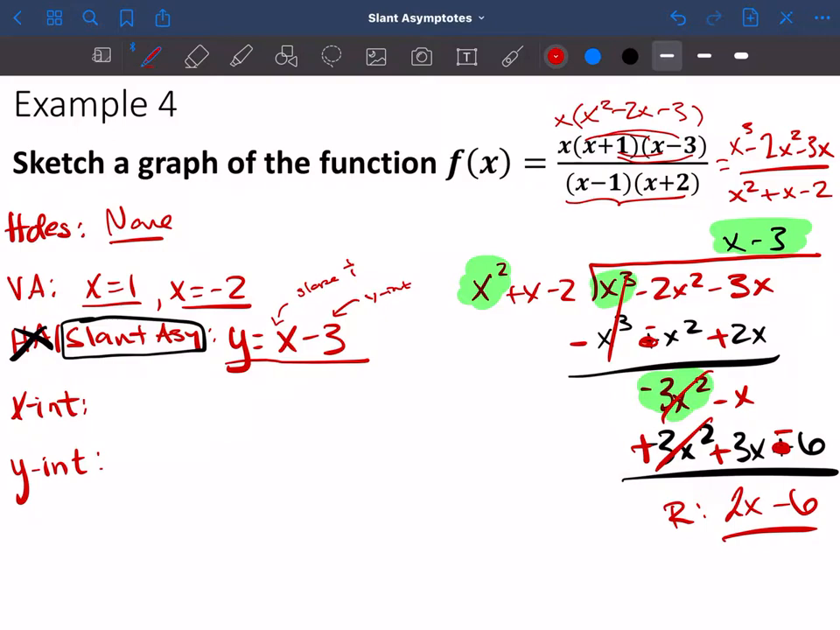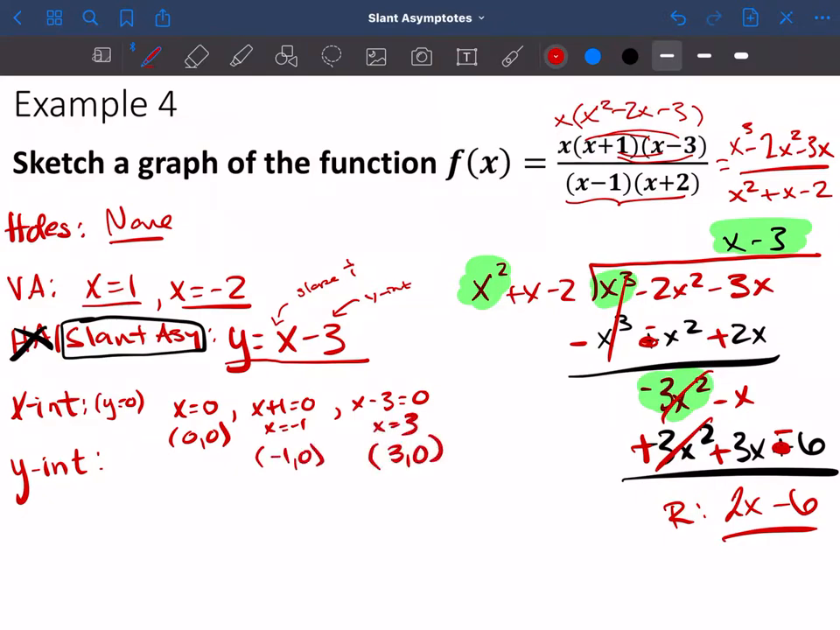All right, our x-intercept. The x-intercept is where our y is equal to 0. So looking back at our equation up here at the top, that's going to be focusing on our numerator. So there are 3 places where our numerator could be 0, and that's when x is equal to 0, when x plus 1 is equal to 0, and when x minus 3 is equal to 0. So my x-intercepts are going to be 0, 0, and I can solve here to get negative 1, 0, and 3, 0. So I have 3 x-intercepts.